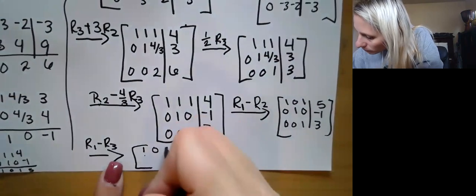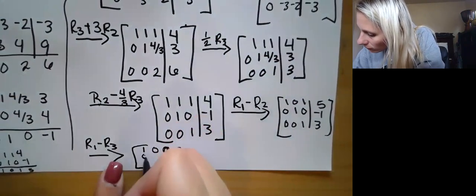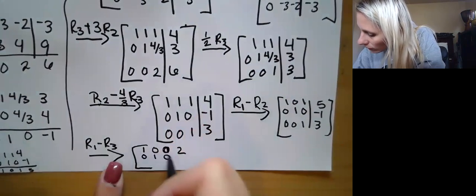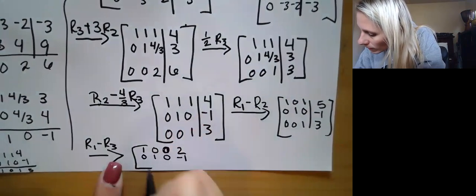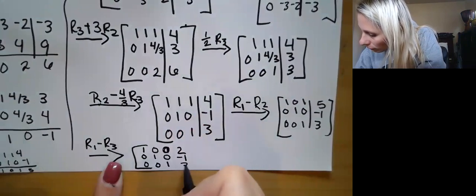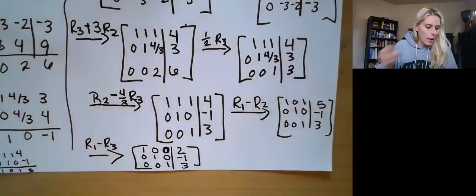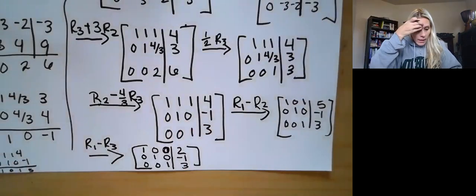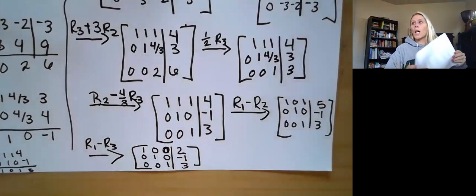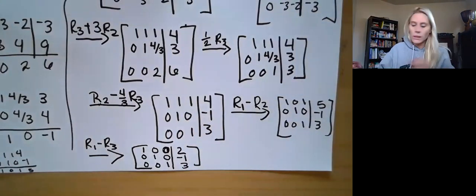Minus a 1. It should be 0 here. Thank you. So then I have 0, 1, 0, -1, 0, 0, 1, 3. Now, what is so great about this than just the echelon form? Well, guess what? This is our answer.